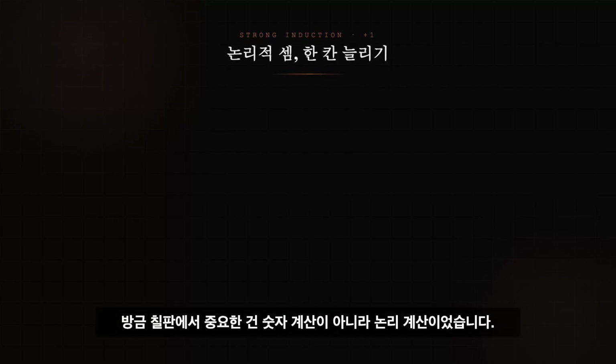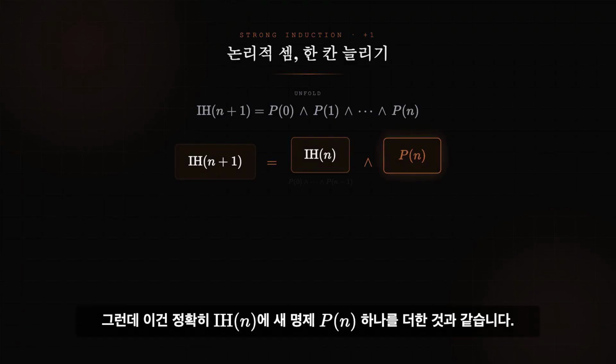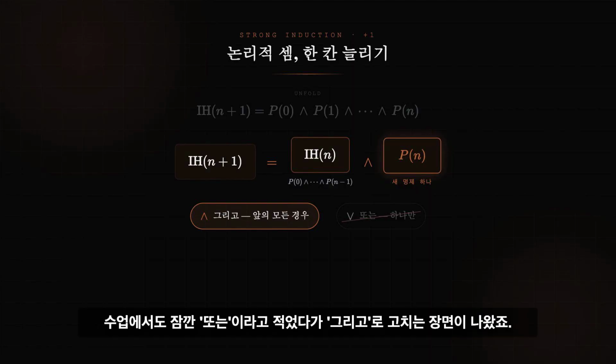방금 칠판에서 중요한 건 숫자 계산이 아니라 논리 계산이었습니다. 귀납 가정 n 더하기 1을 펼치면 P0, P1 쭉 가서 Pn까지입니다. 그런데 이건 정확히 귀납 가정 n에 명제 Pn 하나를 더한 것과 같습니다. 수업에서도 잠깐 '또는'이라고 적었다가 '그리고'로 고치는 장면이 나왔죠.